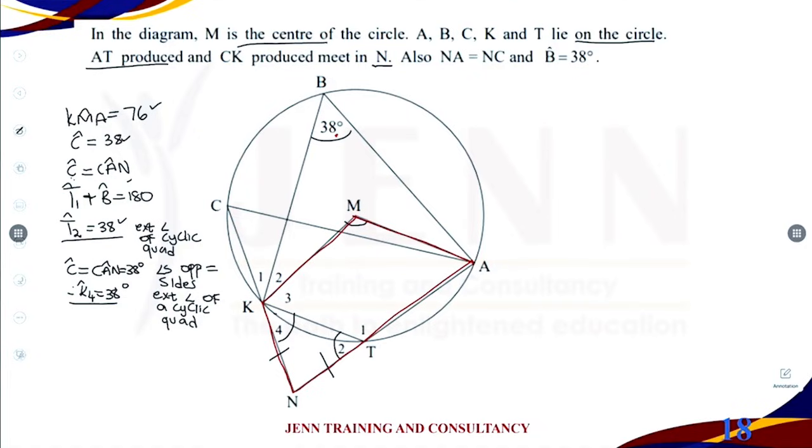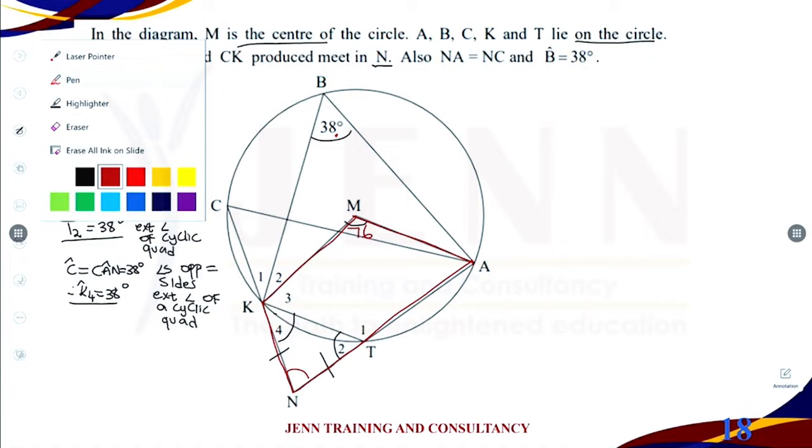So now, ladies and gentlemen, remember, you are supposed to prove that AMKN is cyclic. How are you going to prove it? Remember, we have the size of angle KMA, I apologize, the size of angle KMA is 76. So what we can then do is calculate the size of angle N. How do we calculate the size of angle N? We use our triangle information.